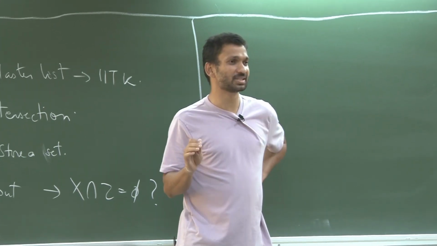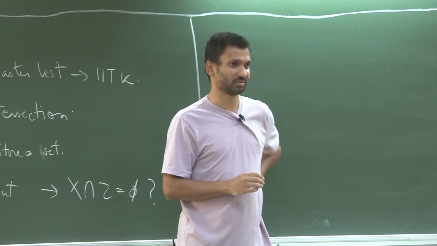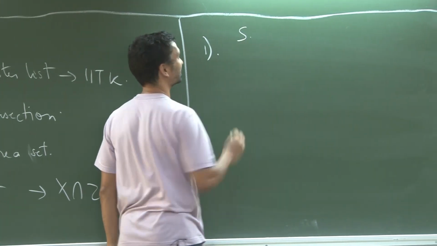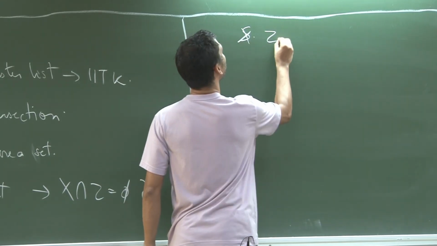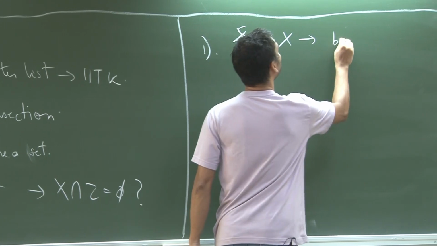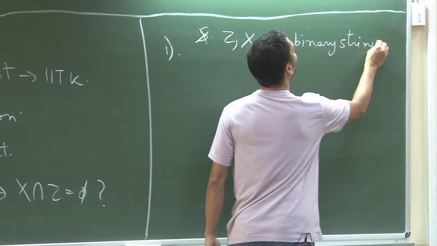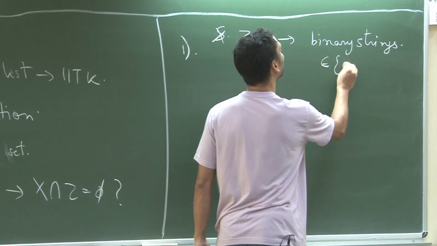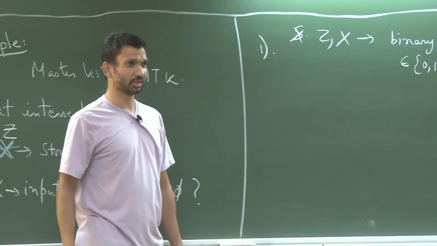Let's not worry about the randomized case. Let's worry about deterministic. So let's start with the simplistic. The simplest one is you have the set S, and set Z and X as binary strings in 0,1 to the n. Clear?